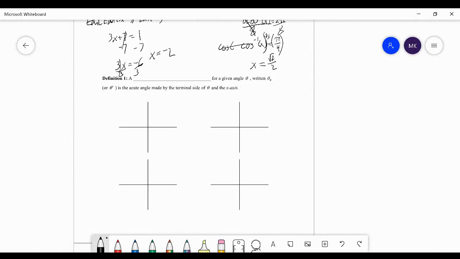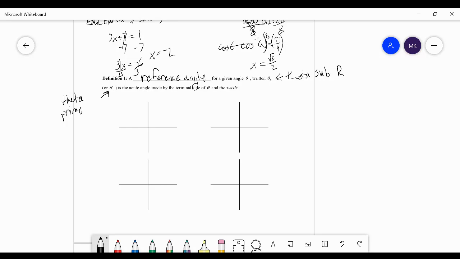Our next thing here is this definition. What we are defining is something called a reference angle. A reference angle for a given angle theta. We write this theta sub r. That's how we'll typically write it in this class. Occasionally, you may see it as theta with an apostrophe, which we'll read as theta prime. This here is theta sub r.